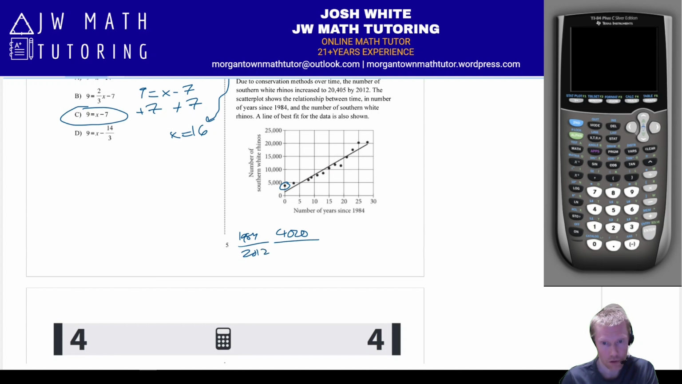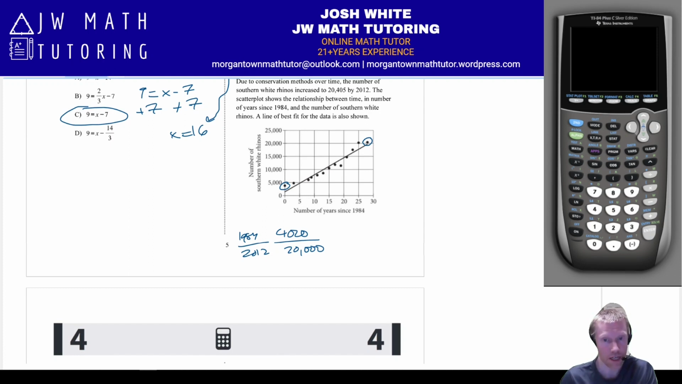Now, for 2012, that is going to be 28 years after 1984. You could subtract that on the calculator if you're not sure. So 28 is going to be a little more than halfway between 25 and 30. So it looks like it's probably going to be this point right here. This one, it's a little over 20,000, but I'm just going to estimate it at 20,000 so I have numbers that are easy to work with.